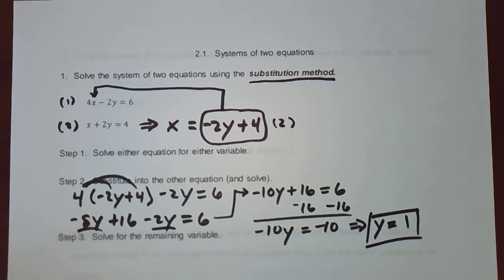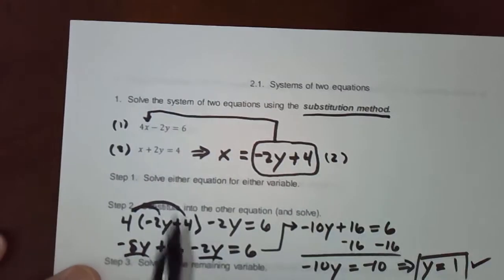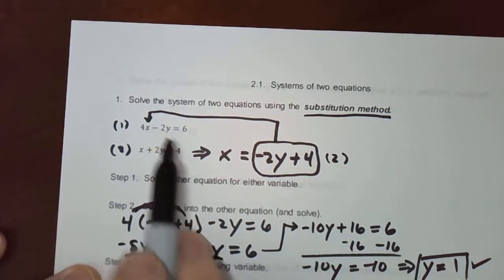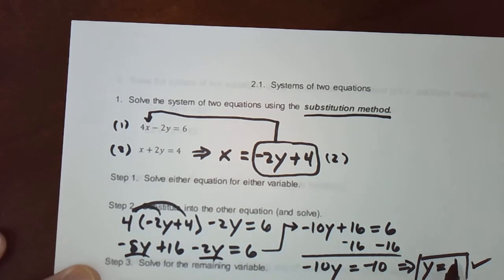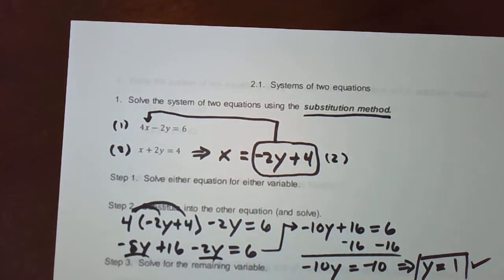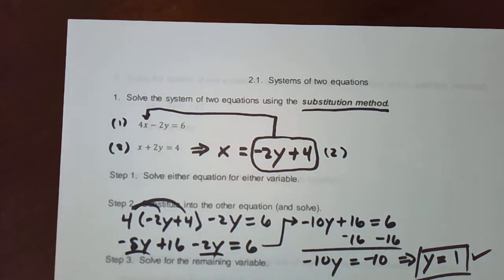Now, of course, that's only half of the answer. We now need to find out what x is, and step number 3 says solve for the remaining variable. So now that I know y equals 1, I can go back to either one of these two equations and replace the y with its value of 1. So let's do it with equation number 1, and I suggest you may want to do it in both equations just to make sure that you didn't make any arithmetic mistakes.